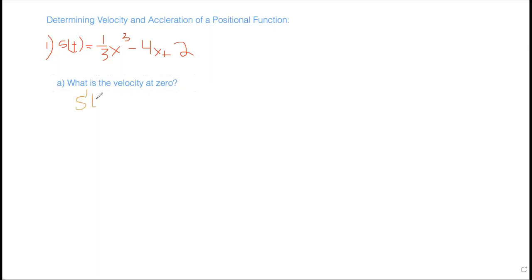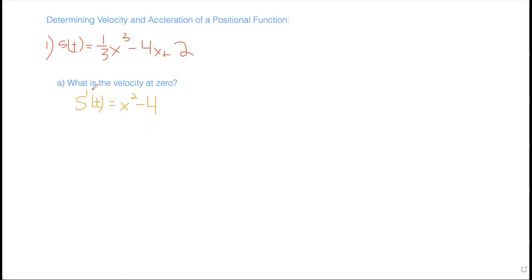It'll be s prime of t, or the derivative of s at t. If I do my rules, I'll multiply 3 times a third, which cancels out to be 1, and then subtract 1 from the exponent. So x squared minus 4, and the derivative of 20 is just 0. So here is my velocity function. In order to answer this question, I need to find the velocity function.